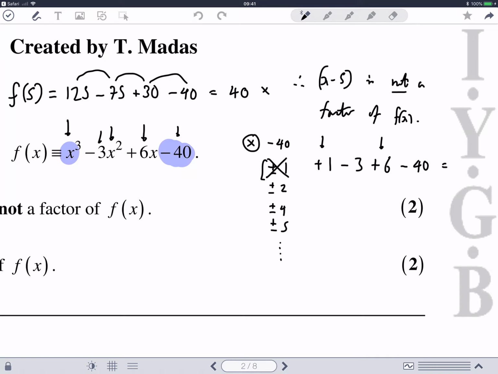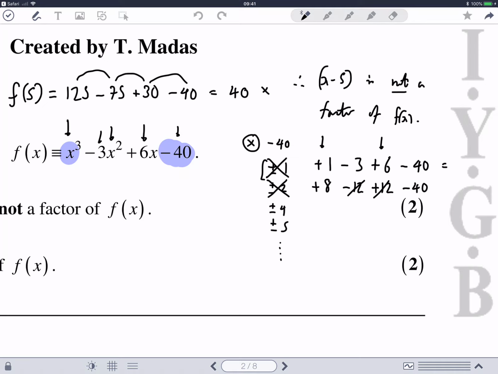Let's try negative 2. So I've got minus 2 cubed, which is minus 8, minus 3 lots of 2 squared, which I believe is minus 12, because it's 4 times minus 3. 6 lots of negative 2 is minus 12, and then minus 40. So that's not going to work. Let's try positive 2, so then this one gets made positive and the third term gets made positive. These two terms will cancel, but plus 8 minus 40 is going to give negative 32, so that's not going to work.